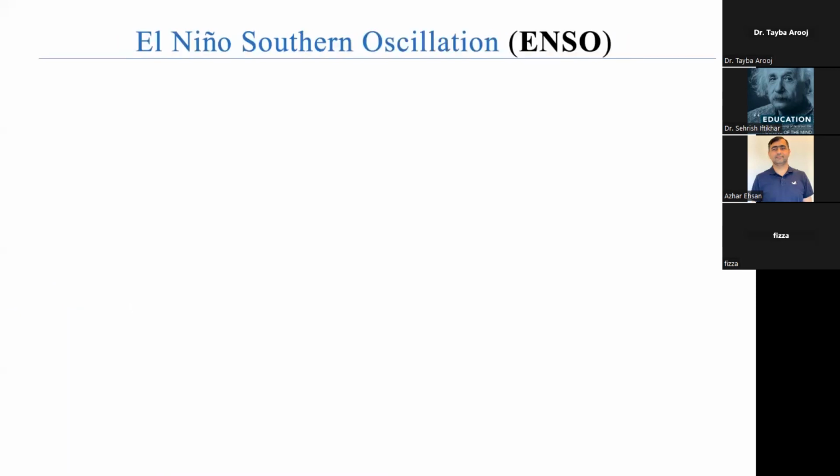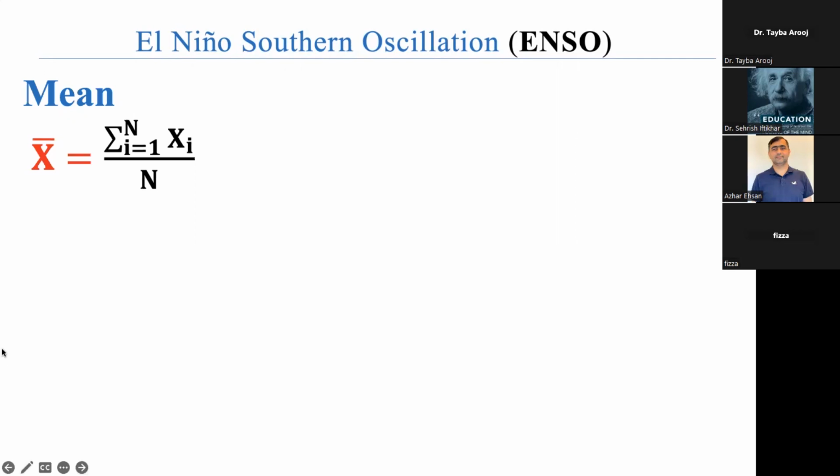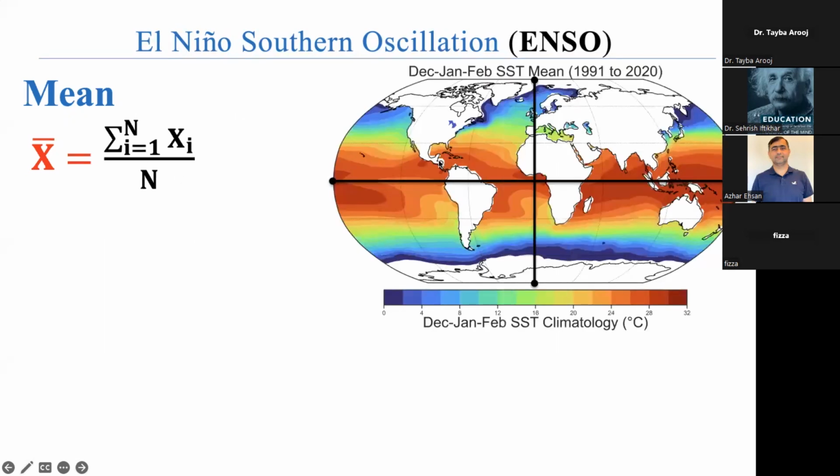El Nino Southern Oscillation, I define in the last, not in the initial. So first we look at visualization, how and what ENSO is. First, a very simple equation I'm showing here. No need to explain how we calculate the mean, but the figure is interesting to look at.